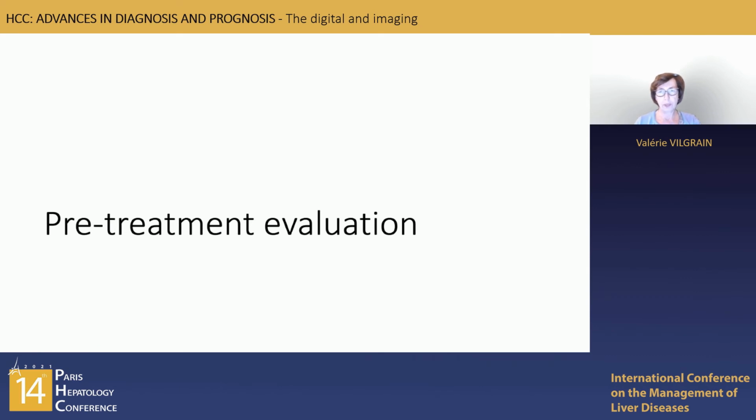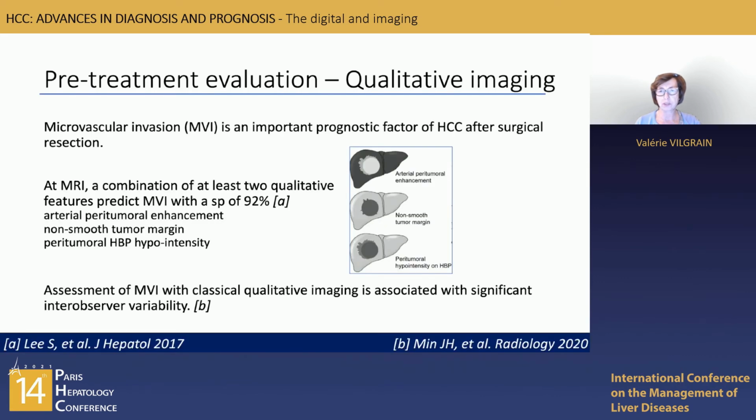Now, it is also interesting to look at the pre-treatment evaluation and the prognostic factors. A very important prognostic factor is the presence of microvascular invasion. And microvascular invasion is still difficult to diagnose on imaging non-invasively. We know that some features have been described: arterial peritumoral enhancement, non-smooth tumor margin, peritumoral hypointensity on hepatobiliary phase.